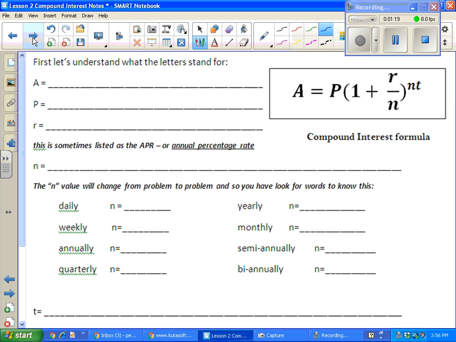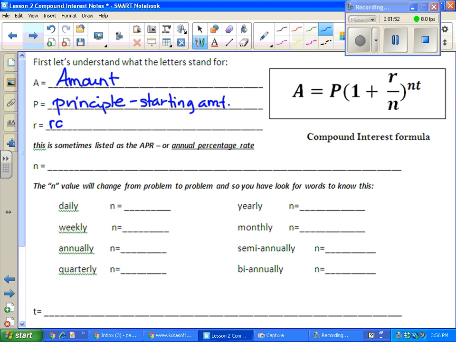First, let's start by understanding what the letters stand for. A is the amount. It's the amount you're calculating, and what we're doing is calculating how much you're going to have in there with the interest added in. P stands for principal, and it's not spelled like the principal at our school. It's spelled principal, which actually is the starting amount. How much money are you putting into the account? $1,000, $200, $25,000. Whatever the amount is, that's your principal.